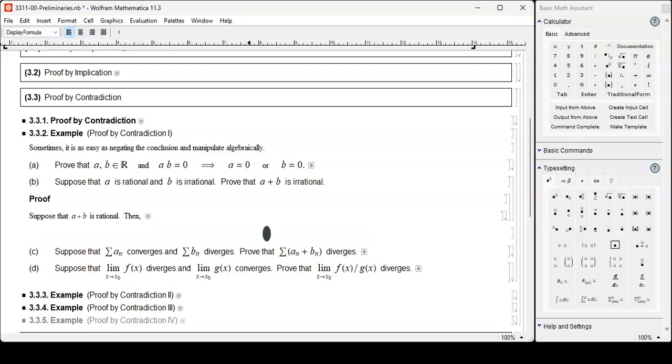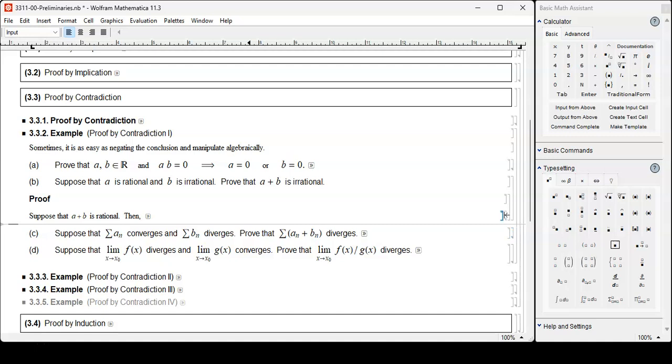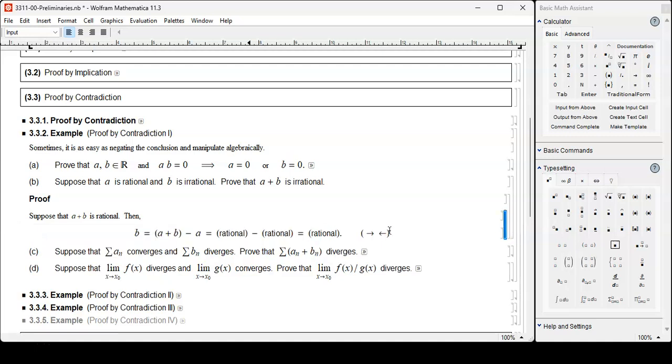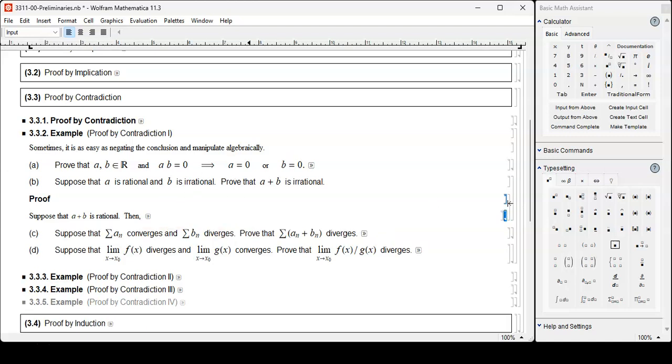A plus B is rational, so take A plus B, and then subtract another rational number, which is A. What do you get? That's B. So rational minus rational should be rational, but B is an irrational number. There goes the contradiction. Here we go. B is A plus B minus A, so it's rational minus rational, so it should be rational, but B is assumed to be irrational, so there goes the contradiction.